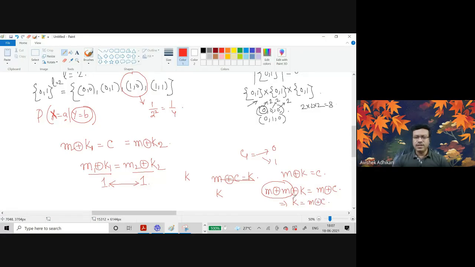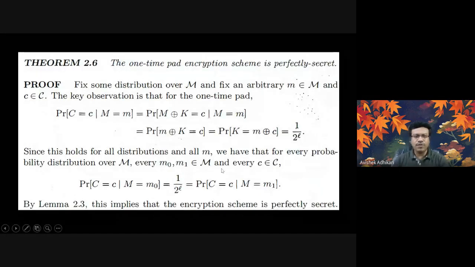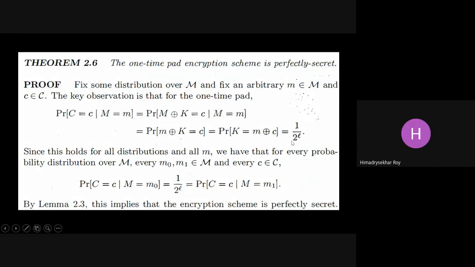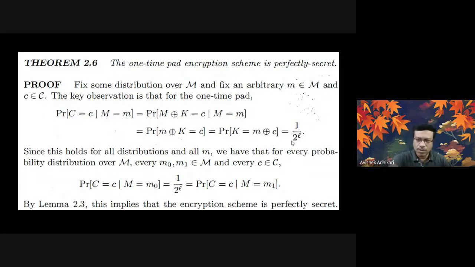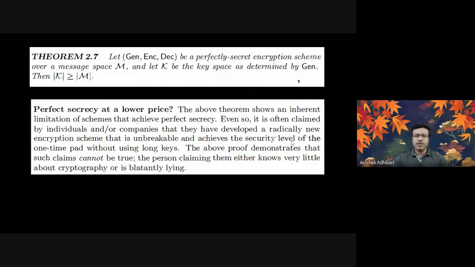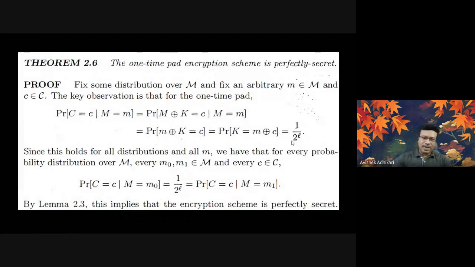And since this k is distributed uniformly, the probability of k, whatever the value, is always 1 by 2 to the power L. So whatever the values of m, you will always get this value as 1 by 2 to the power L. Now is it clear? Yes, sir. Good.